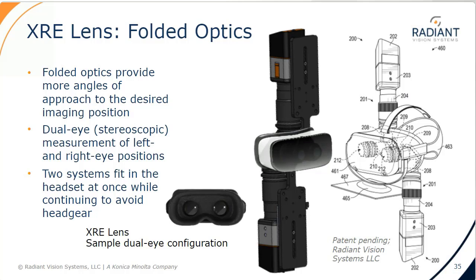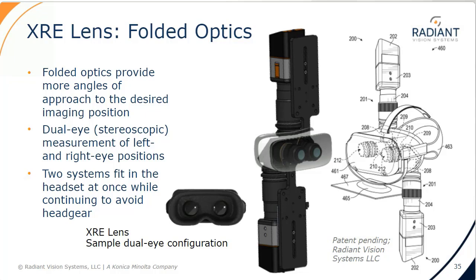Folded optics also provide new integration possibilities because they offer more angles of approach to the imaging position. For instance, we could feasibly fit two XRE imaging systems within a headset at the same time to perform simultaneous measurement of the left and right eyes. Here, we show two folded configurations coming from the top and the bottom of the XRE device. Now, we can compare visual display quality from eye to eye.